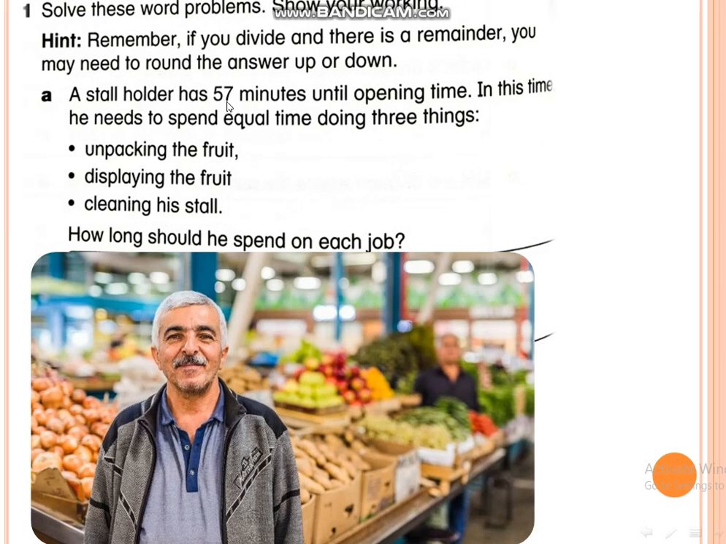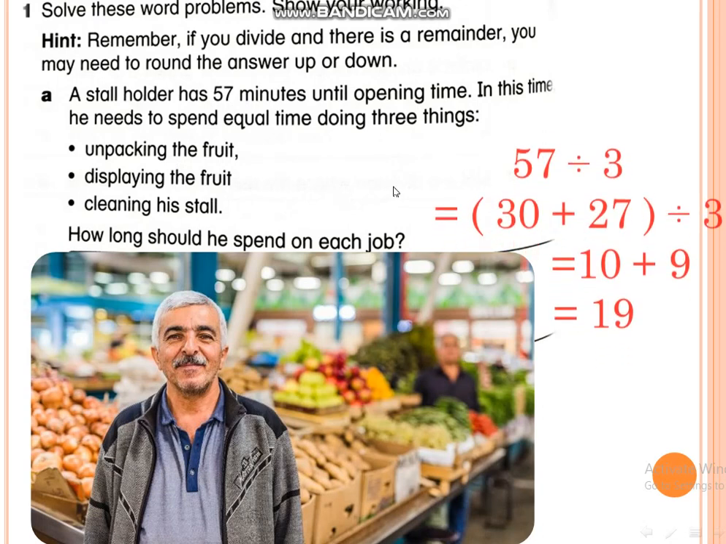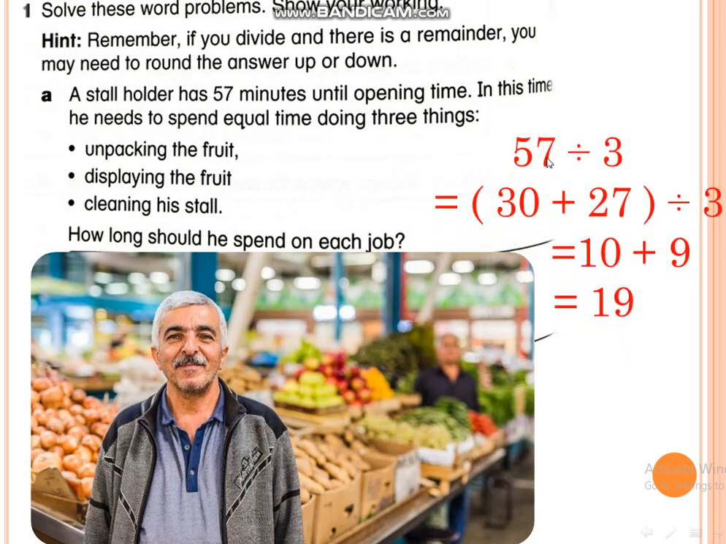So I'm going to see whether I can divide this number equally among these 3 jobs. And in order to do that, I need to divide 57 divided by 3. Remember when we needed to split 57 into 2 multiples of 3? These 2 multiples are 30 and 27. When you add 30 and 27, you will have 57. Now let's divide each by 3.